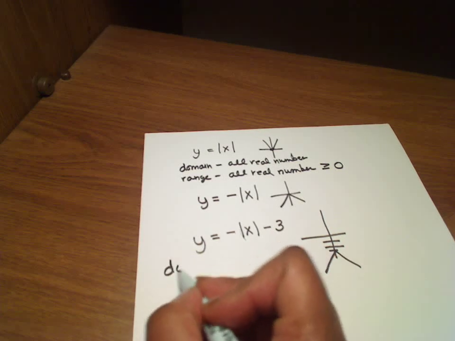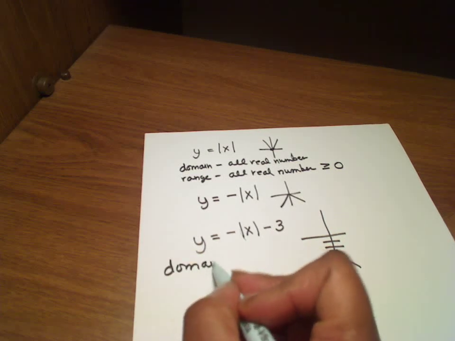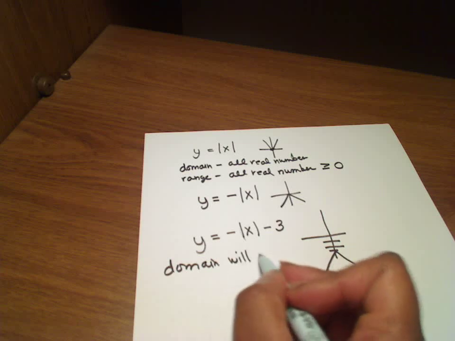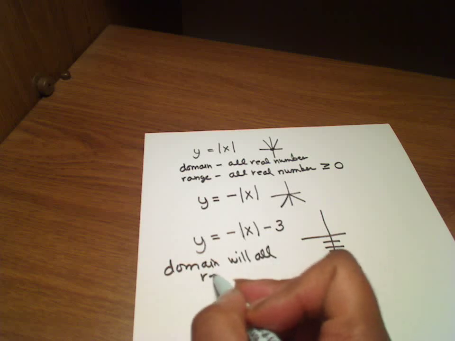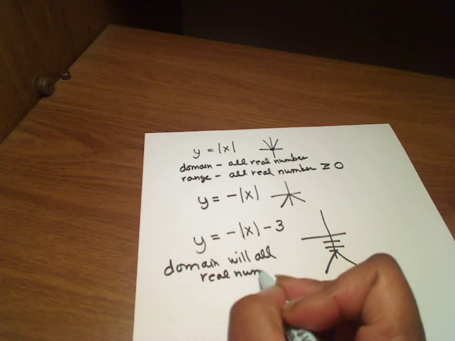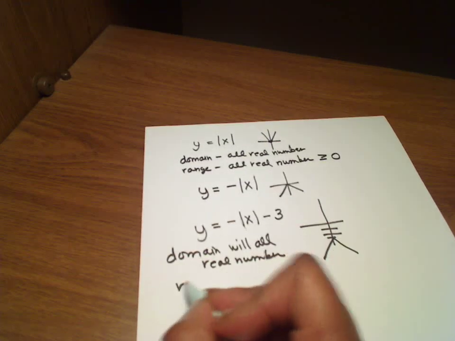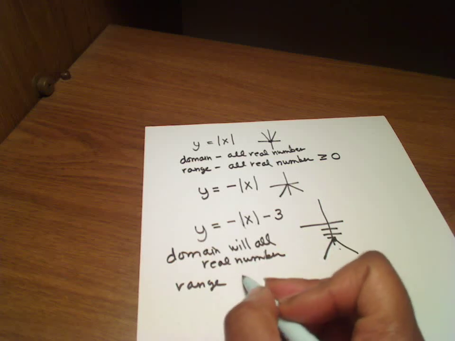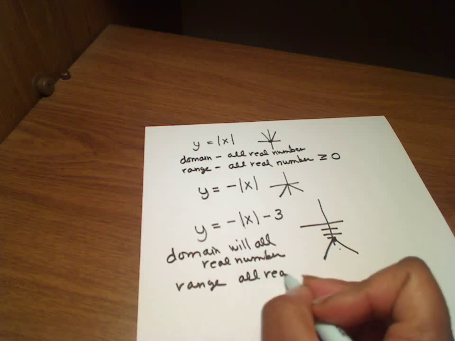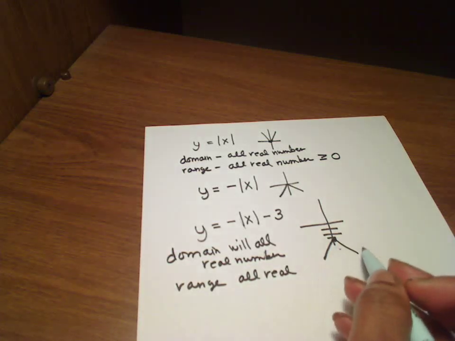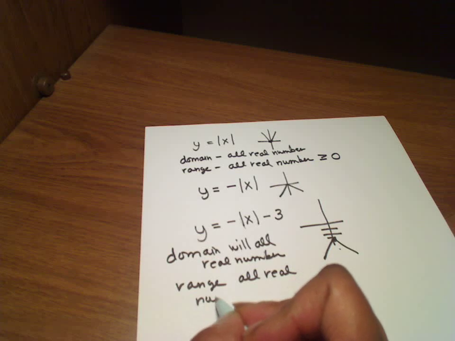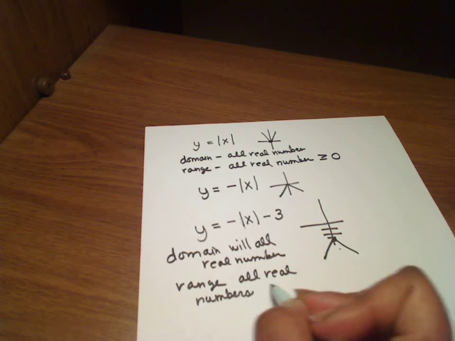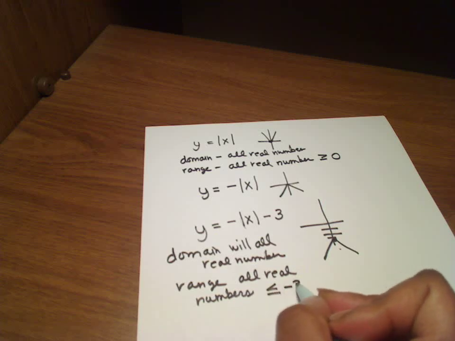So therefore, once again, my domain will be all real numbers, and my range this time, if you notice, the vertex on the y-axis started at negative 3, so therefore it's going to be all real numbers, but it's going to be what? Less than or equal to negative 3.